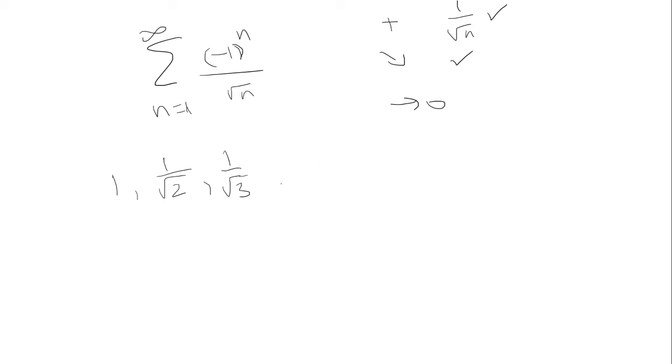And the limit is definitely going to 0 because if you look at the limit as n approaches infinity of 1 over root n, this is basically 1 over infinity, which is just 0. All three conditions are met, therefore this series converges.